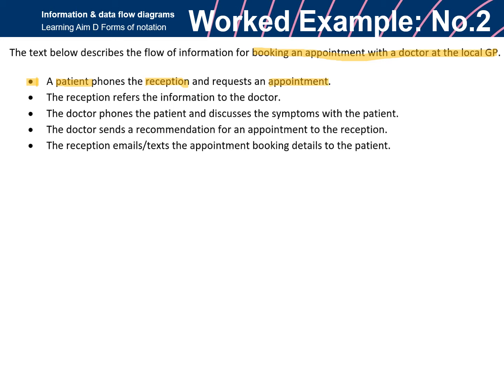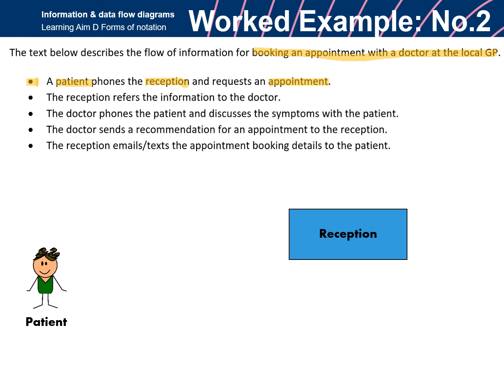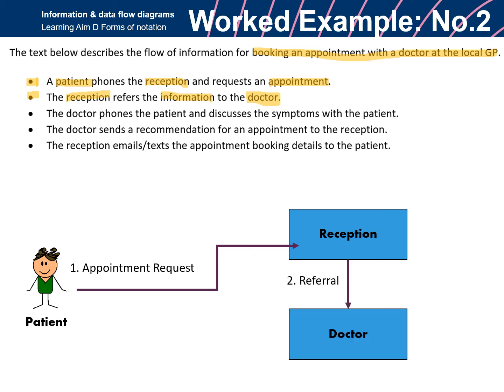Similar to our worked example number 1, we now know where the information is going from and to, and what kind of data is being sent across. So we have the patient who phones the reception team, and in part 1, the appointment request is made. We would then carry on our information flow diagram with stage 2, where the reception team will refer the information to the doctor. So the reception team will contact the doctor and will share the information about the appointment request.